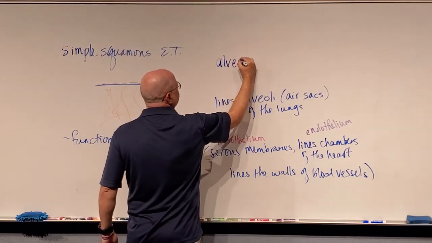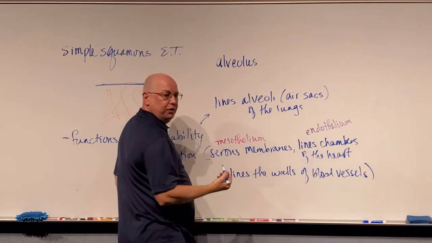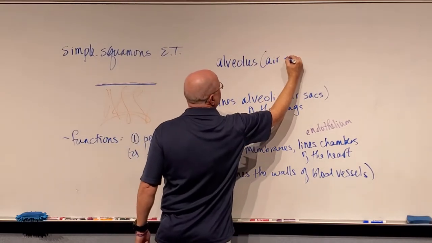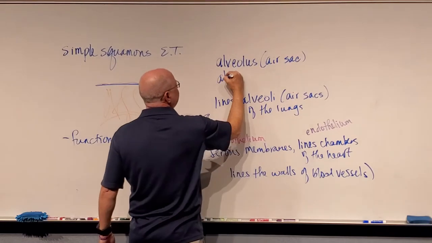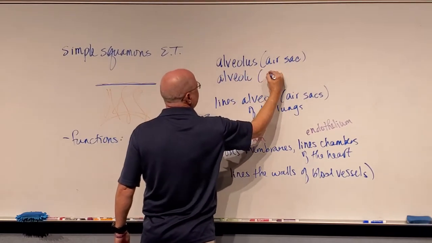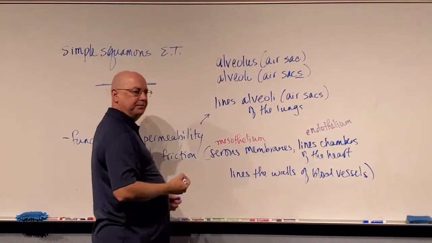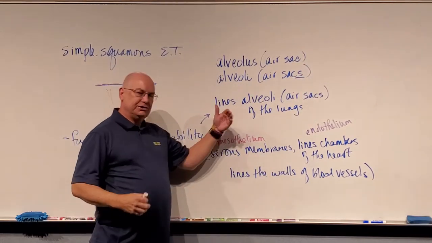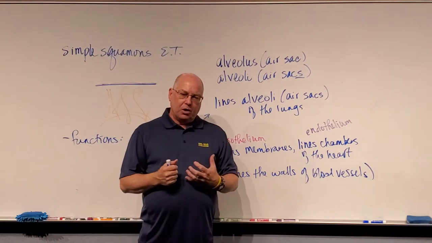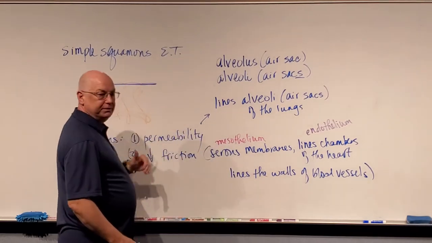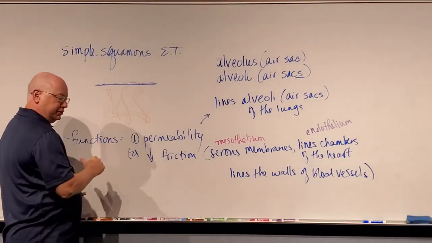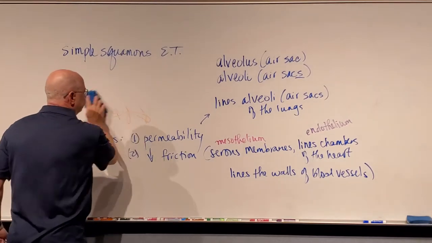We'll see this term when we talk about the lungs. Alveolus is an air sac. It's singular. If you see me write it as alveoli, that is air sacs. That's plural, okay? So the alveoli of the lungs, the air sacs of the lungs, are lined with simple squamous epithelium, literally like this. So let me show you.